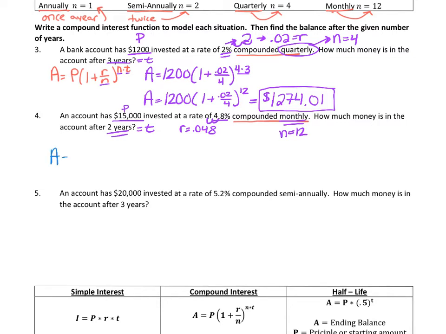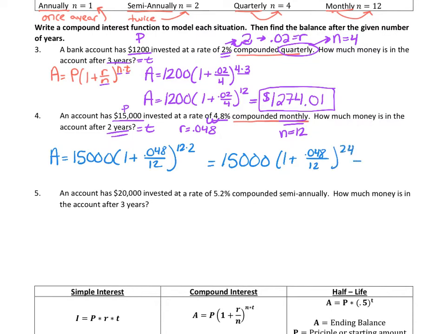So my account balance is my principal, $15,000, times 1 plus 0.048 over 12, and then 12 times 2 power. So that's 15,000 times 1 plus 0.048 over 12 to the 24th power. And then I'm going to type that in my calculator. Make sure you use all the parentheses that are in there. And you will get $1,650.82.